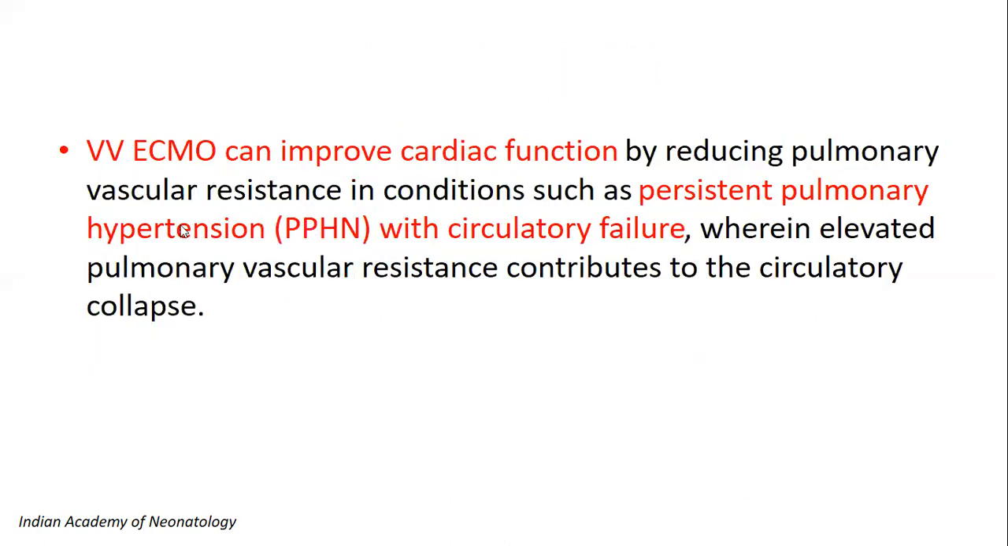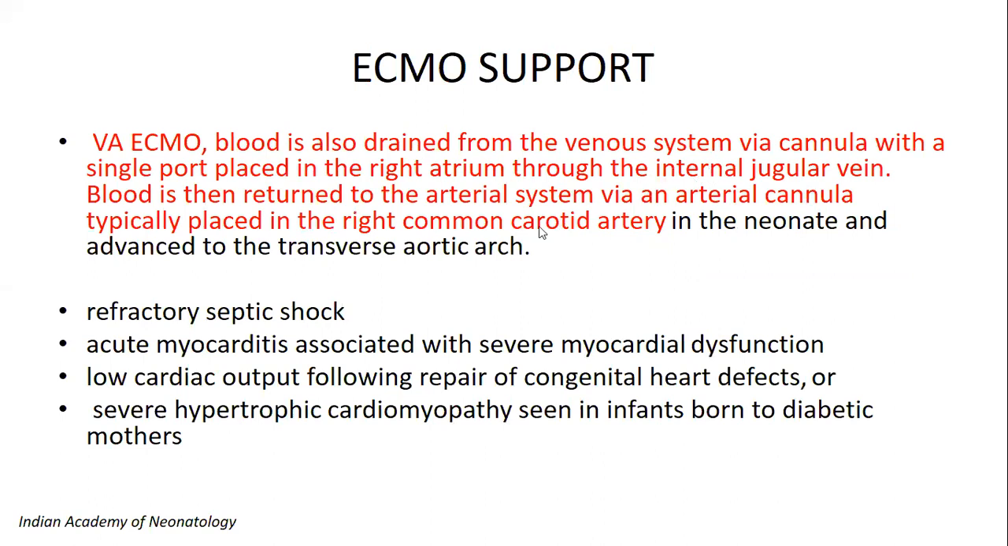How about venous ECMO? It has less value in improving the systemic blood flow. Venous ECMO improves the cardiac function in one way, by reducing the pulmonary vascular resistance in conditions such as PPHN with circulatory failure, wherein the elevated pulmonary vascular resistance is a big problem, producing circulatory collapse. In this condition, venous ECMO can improve the cardiac function. But for direct improvement of systemic blood flow, veno-arterial ECMO is highly valuable.